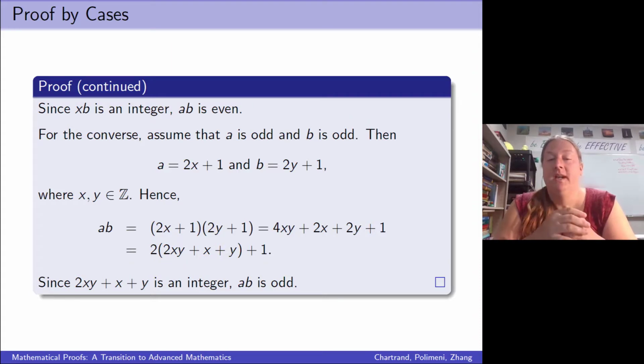So by definition, I have a and b rewritten as odd integers. And I can do some arithmetic then, and I find that ab is in fact odd. So this theorem is proven.